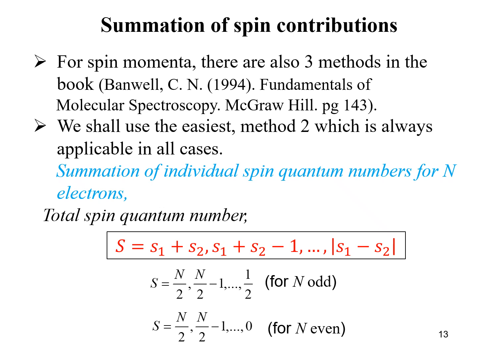Spin quantum number for an electron is 1/2. Therefore, for more than one electron in the system, we also determine the total spin quantum number, whereby we find the summation which gives the maximum value, S1 plus S2, and lastly find the minimum value, S1 minus S2, with the modulus, so it must be a positive value. After that, we fill in the gap between the maximum and minimum value.